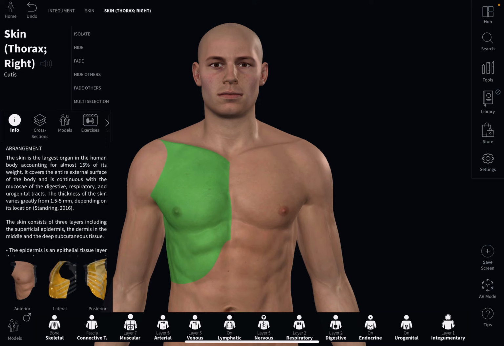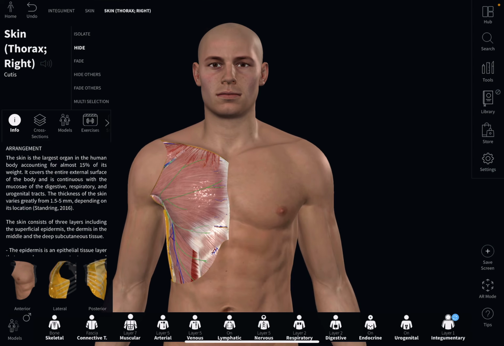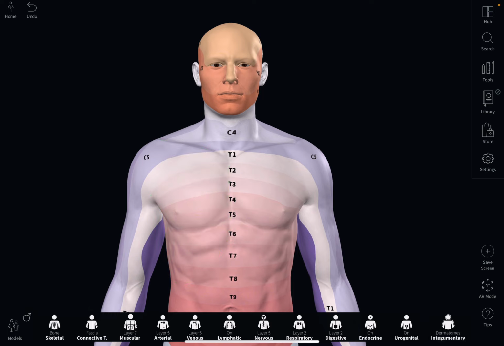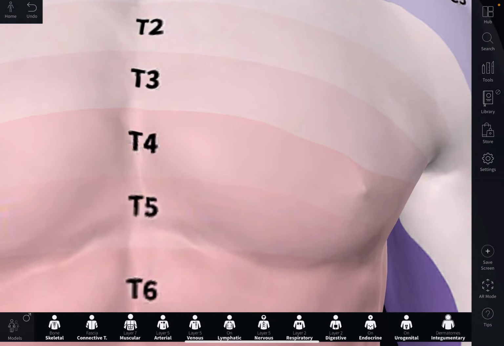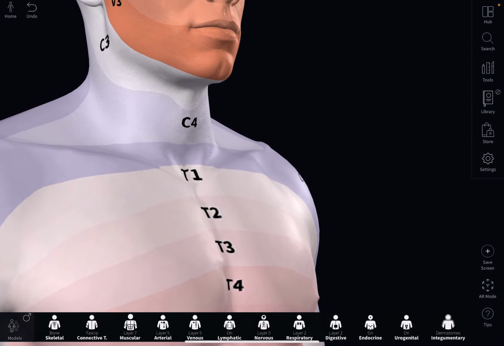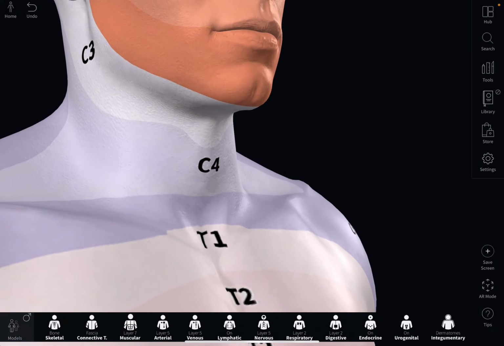So when I remove the skin, what we see here is the superficial fascia. We already discussed what covers the skin here. What is the cutaneous innervation of this part of the skin? We have the thoracic nerves T2 to T6 supplying the part of the skin below the sternal angle, and above we have the nerves coming from C3 and C4, in the form of supraclavicular nerves.